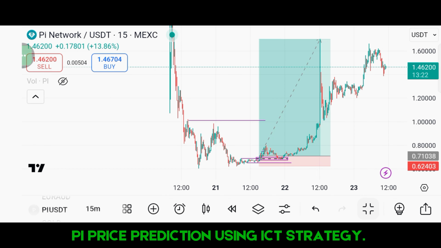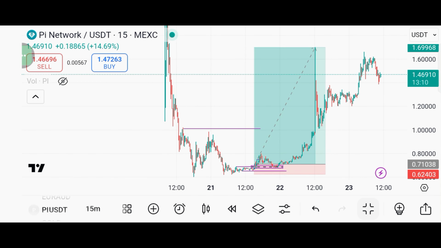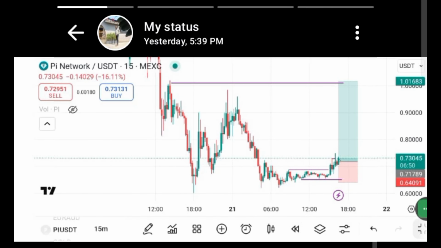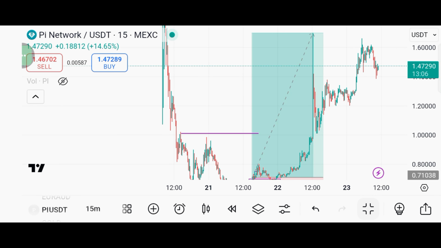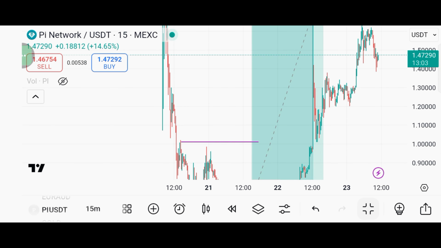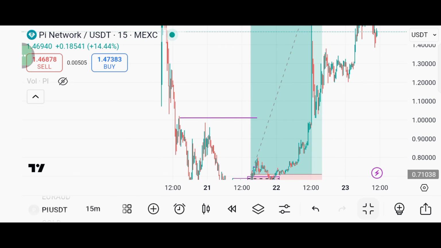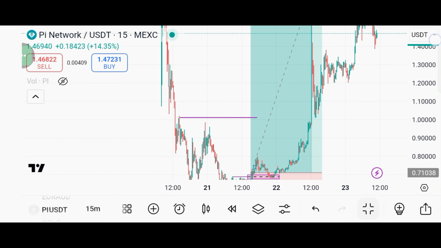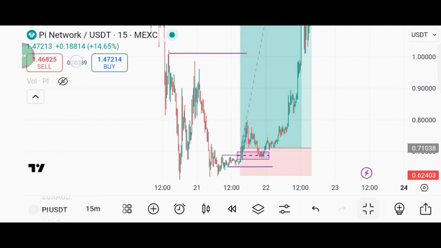Today I'm going to be showing you how I was able to catch this buy trade, this buy entry. This was a signal I shared on my status. Let's go down to the video. I'm going to be explaining in detail how I was able to catch this whole bullish move, and I'll be telling you some key things you need to know and how you can also do something like this. So let's get down to the video itself.